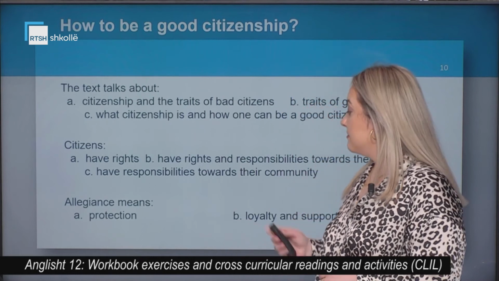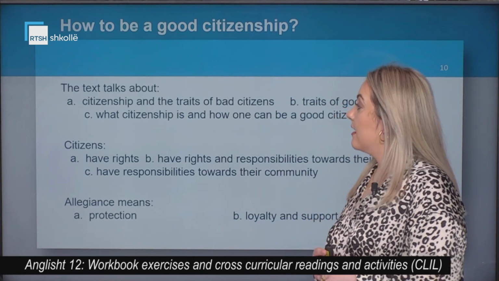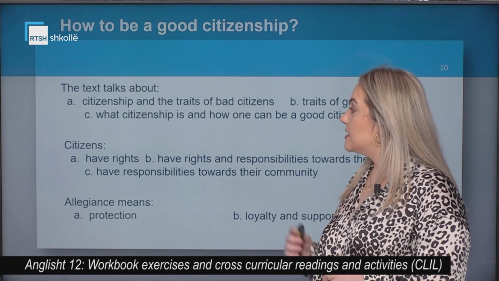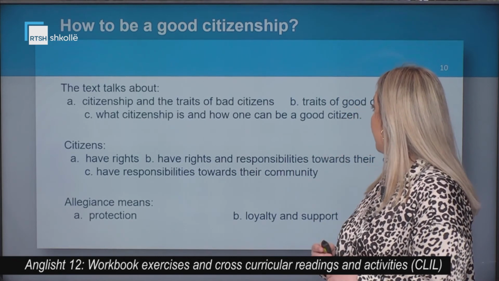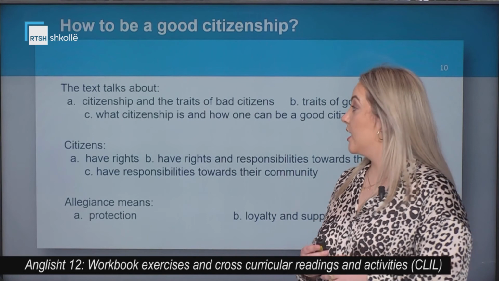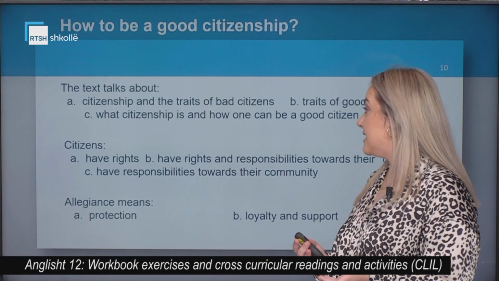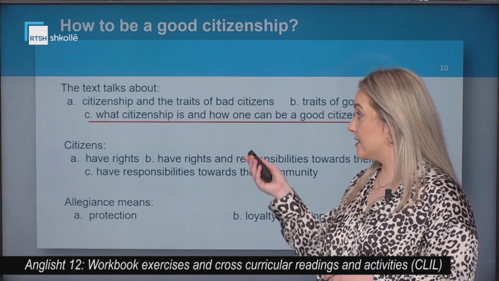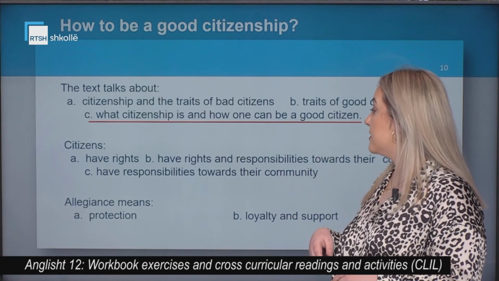Now, let's see if you can guess these answers correctly. The text talks about A. Citizenship and the traits of bad citizens. B. Traits of good citizens. C. What citizenship is and how one can be a good citizen. Can you guess the correct one? Let's see. The text talks about what citizenship is and how one can be a good citizen.